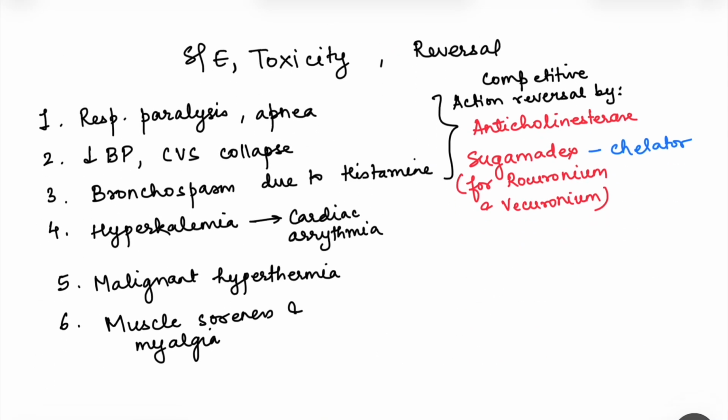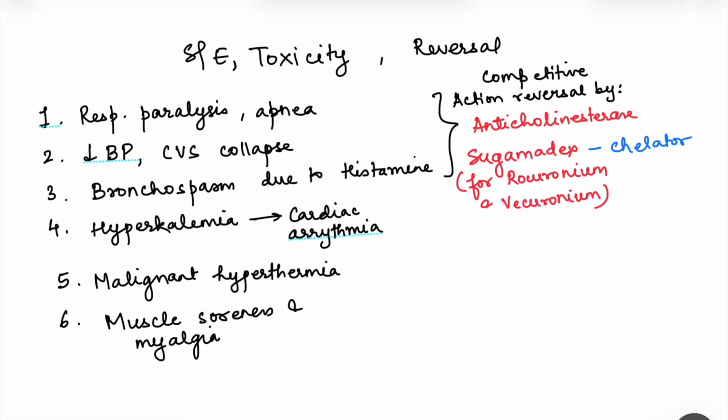Moving on to the toxicity of these neuromuscular blockers, both depolarizing and competitive neuromuscular blockers. Actually, we have already dealt with this. Neuromuscular blockers, because they relax the respiratory muscles, can lead to respiratory paralysis and apnea. Because of their action on the ganglion and also because of the histamine release, they can cause decrease in blood pressure and cardiovascular collapse. Then because of histamine release, there can be bronchospasm. Then hyperkalemia can occur due to succinylcholine. Malignant hyperthermia again due to succinylcholine, and muscle soreness and myalgia.